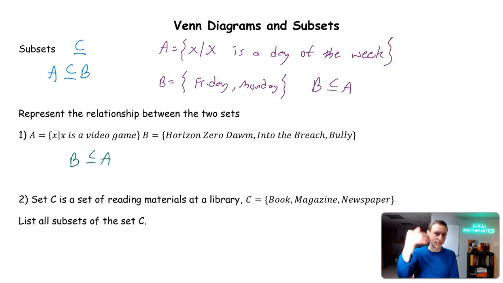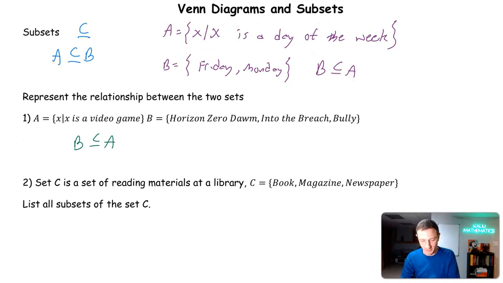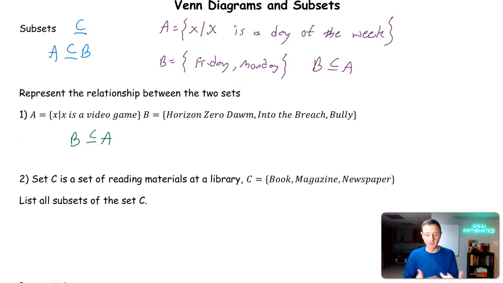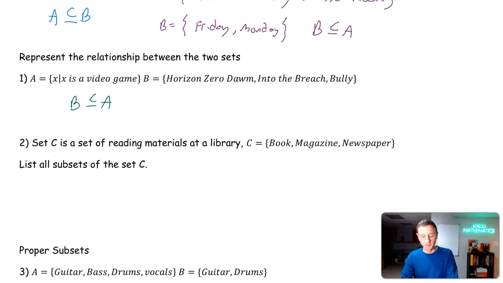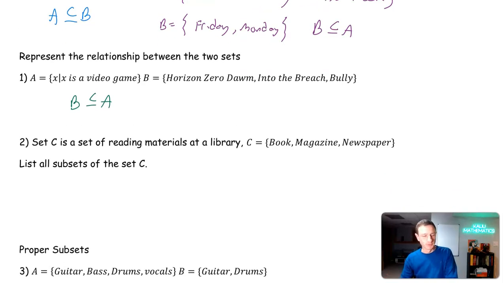It's not always going to be that the second set is a subset of the first. Just make sure you understand why we are saying B is a subset of A, because B are elements within A. A is video games, so B is a set of video games, so therefore B is a subset of A.